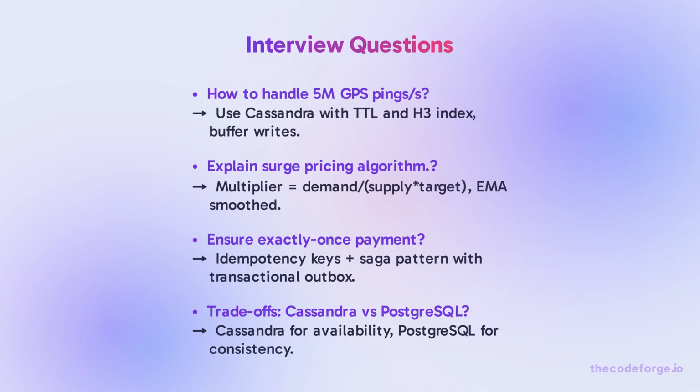Explain surge pricing algorithm. Multiplier equals demand / supply * target, EMA smoothed. Ensure exactly once payment. Idempotency keys plus saga pattern with transactional outbox. Trade-offs, Cassandra vs PostgreSQL. Cassandra for availability, PostgreSQL for consistency.